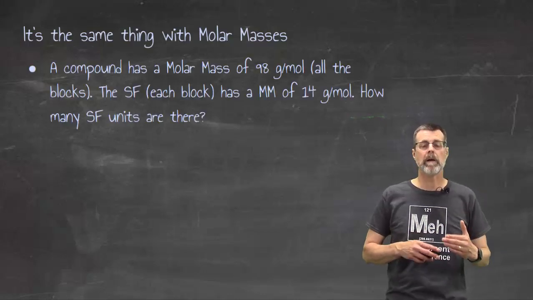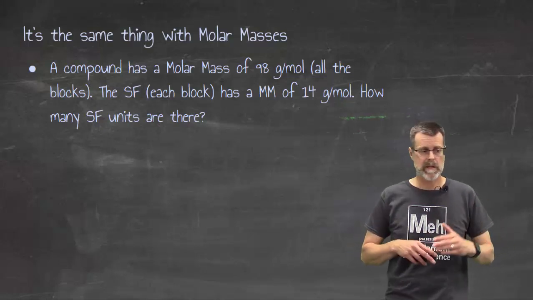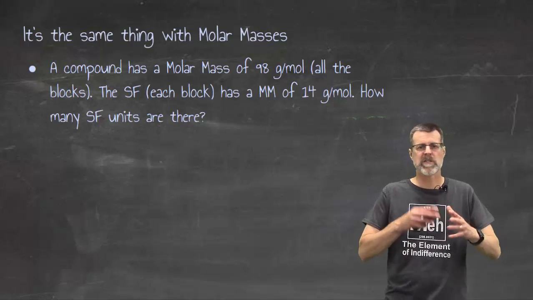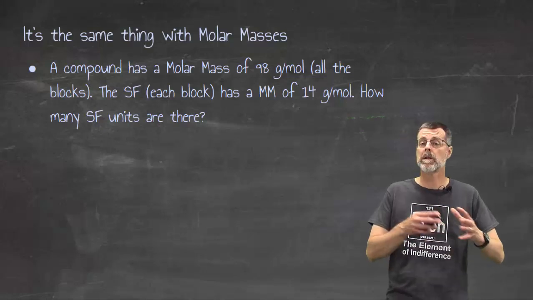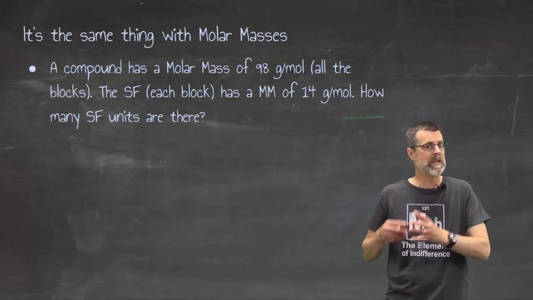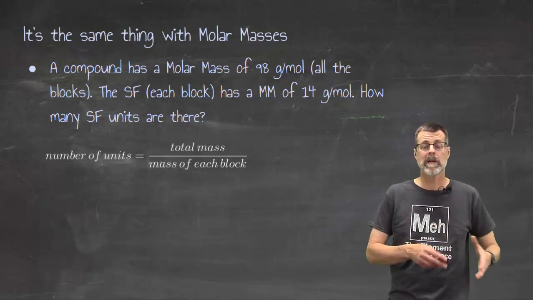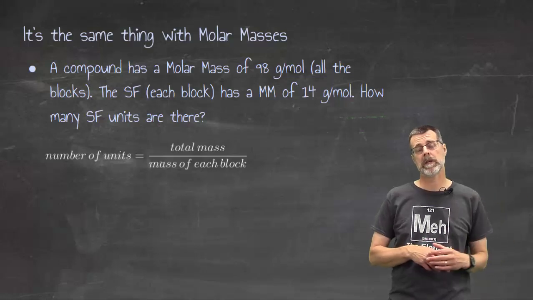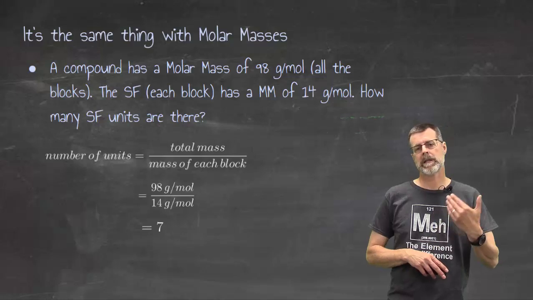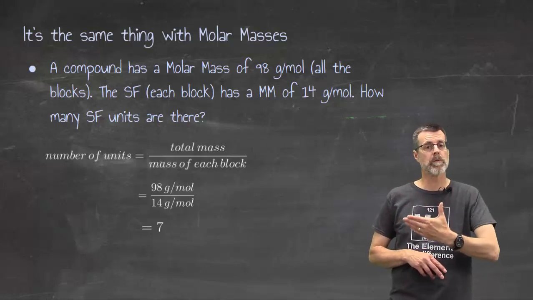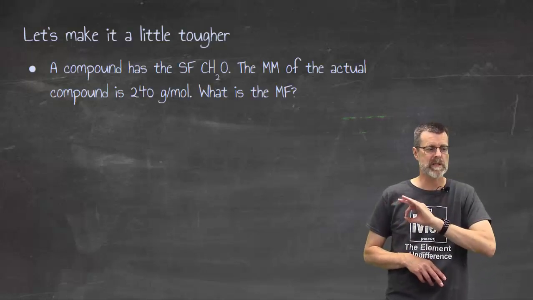So if I have a compound with a molar mass of, in this case, 98, and that represents all of the building blocks, all of the simplest formula units together, and I know how heavy the individual block is, then I can figure out how many simplest formula blocks I used in making my molecular formula. What did I multiply the simplest formula by? In this case, I end up with 7. So if I knew the simplest formula, I would have 7 of those. Okay, that's not the kind of question you're going to see, though.